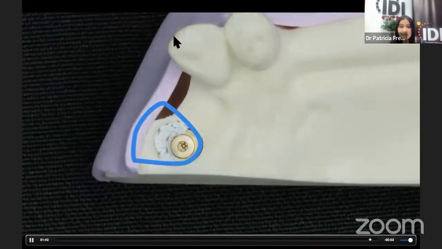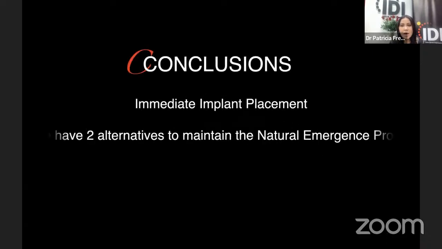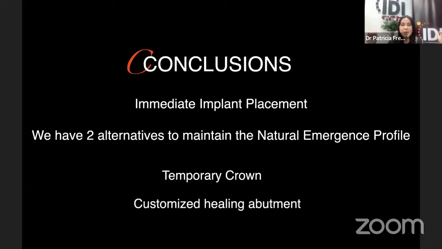Prosthetic reverse planning, thinking about the crown before going to perform our surgery, right? So this is what I had for you today, and I'm going to talk about some conclusions. Immediate implant placement: we have two alternatives to maintain the natural emergence profile. With a temporary crown, if we have high primary stability, or a customized healing abutment if we do not.